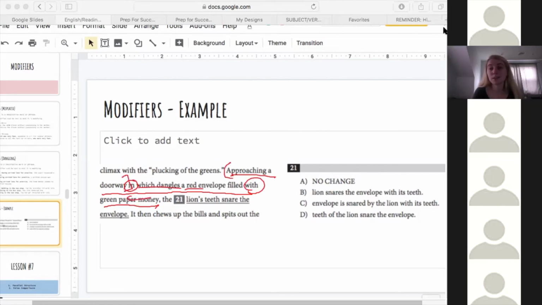So now I ask myself, all right, what is the thing approaching the doorway? Is it the lion's teeth? Well, no, the lion's teeth cannot approach the doorway. Is it the lion? Oh, well, yeah, possibly that could be it. Is it the envelope? No. Is it again the teeth of the lion? No. So therefore, B is going to be our correct answer, simply because of the fact that the lion can walk and approach a doorway, rather than the teeth or the envelope, which cannot actually physically walk and approach the doorway.